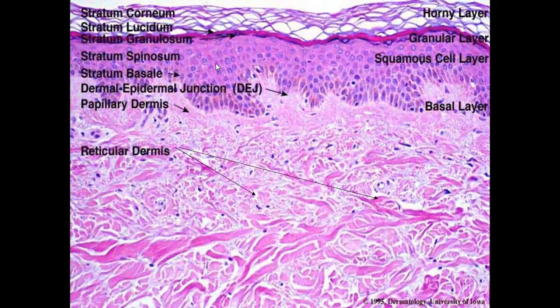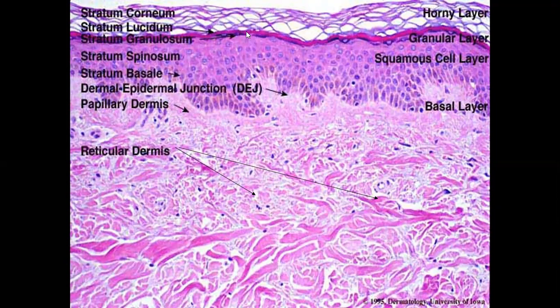Now this slide shows different layers of epidermis. The topmost layer is called the stratum corneum or the horny cell layer. Then the second layer is stratum lucidum. This is the pink layer which you can see on your screen. This stratum lucidum is present on palms and soles. It is not present elsewhere.